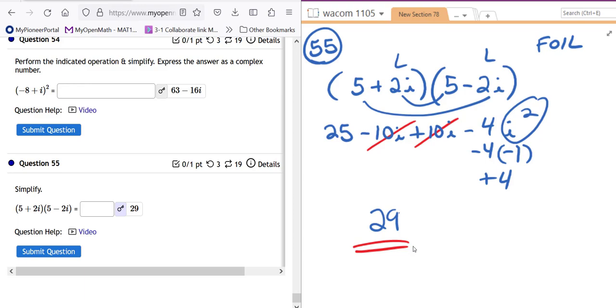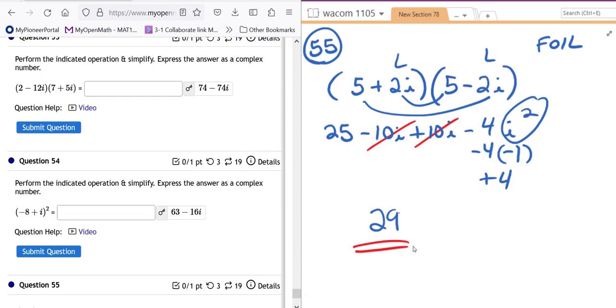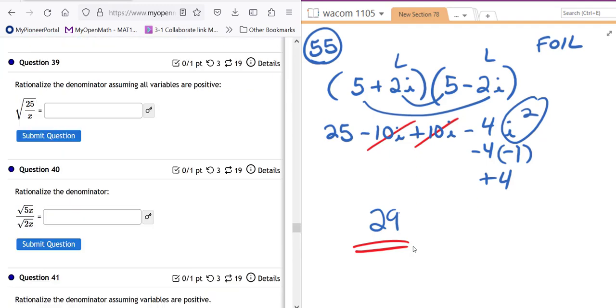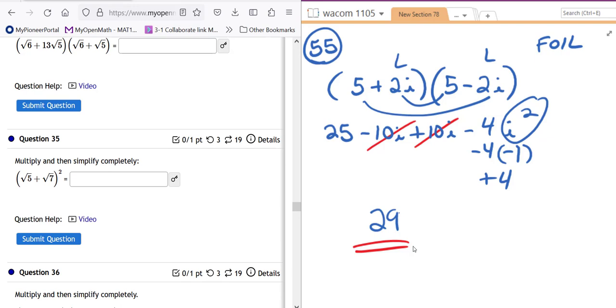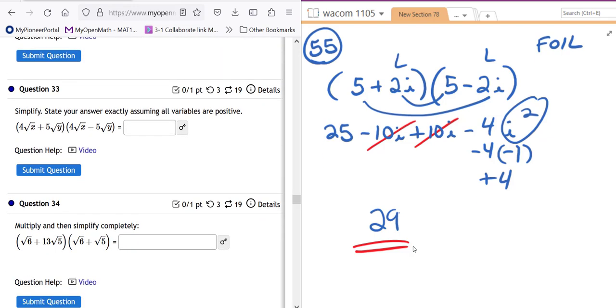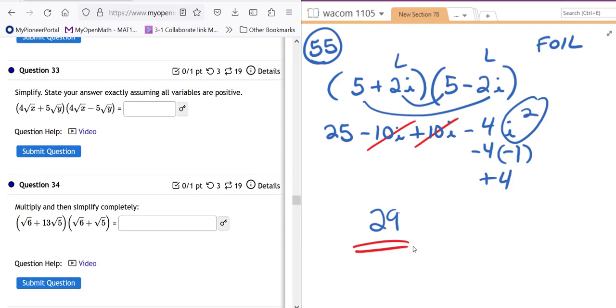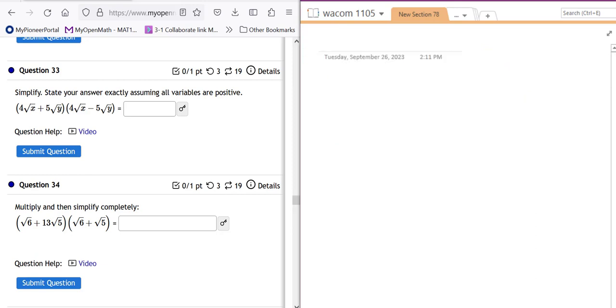Let's go back. I quit at 33. If anybody has requests anytime for specific problems, let me know. I'm happy to do what you want.